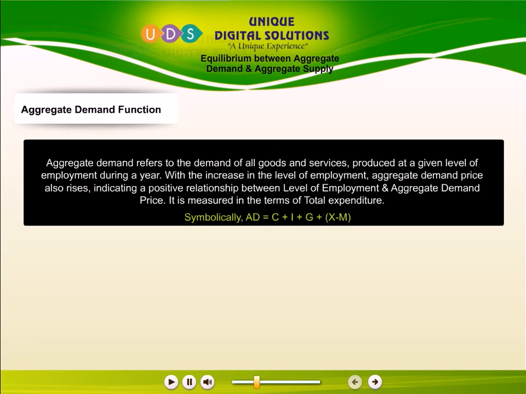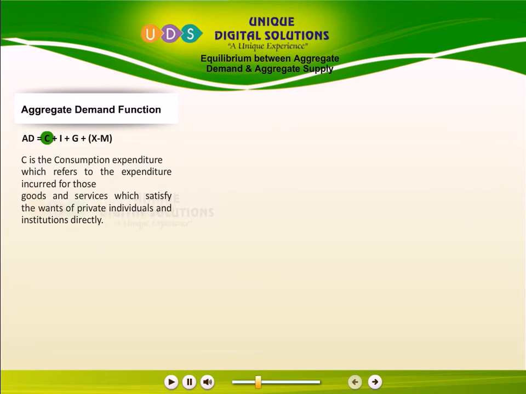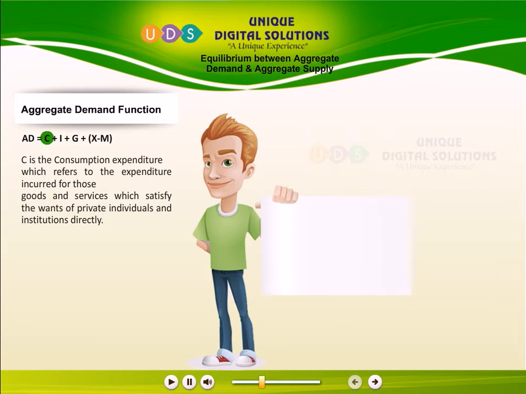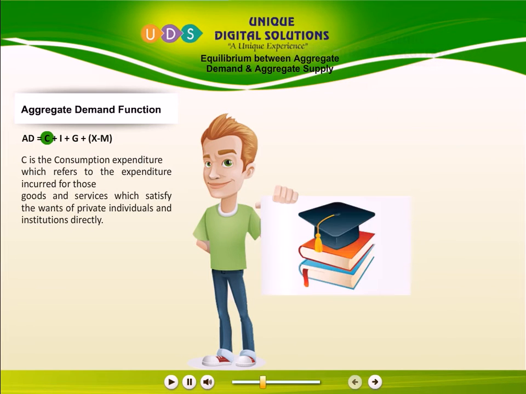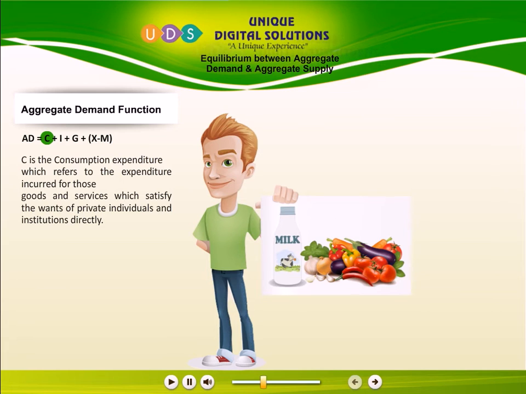Symbolically, AD is equal to C plus I plus G plus X minus M, where C is the consumption expenditure, which refers to the expenditure incurred for those goods and services which satisfy the wants of private individuals and institutions directly. For example, expenditure for food, clothes, houses, motor cars, education, health services, milk, vegetables, etc.